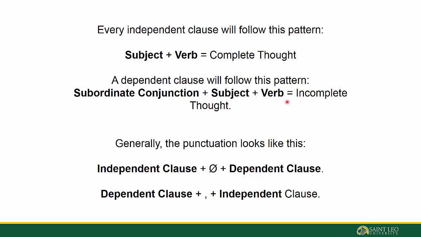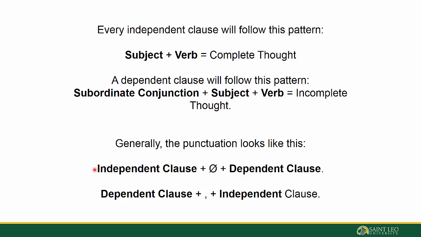Okay, so let's recap. Every independent clause will follow this pattern: a subject plus a verb equals a complete thought. And every dependent clause will follow this pattern: a subordinate conjunction plus a subject plus a verb equals an incomplete thought.